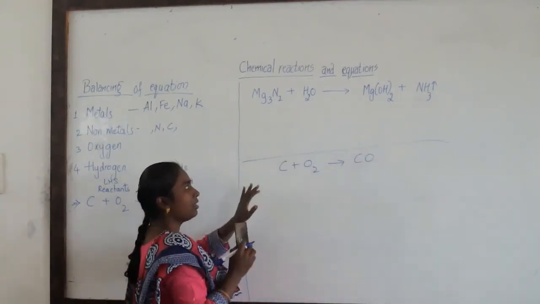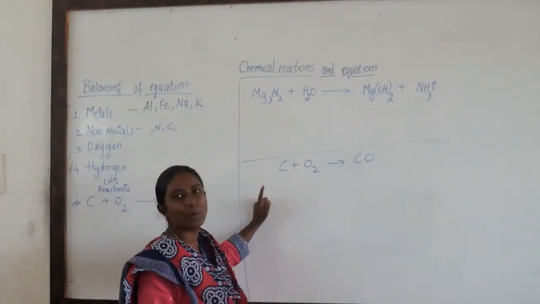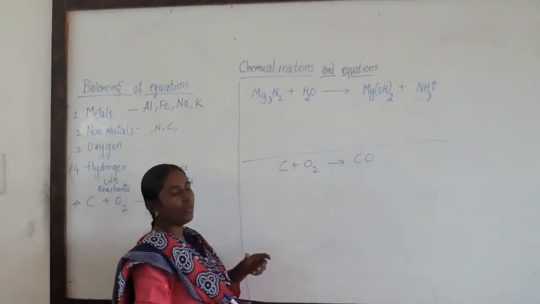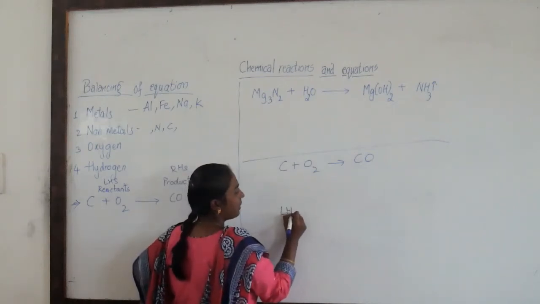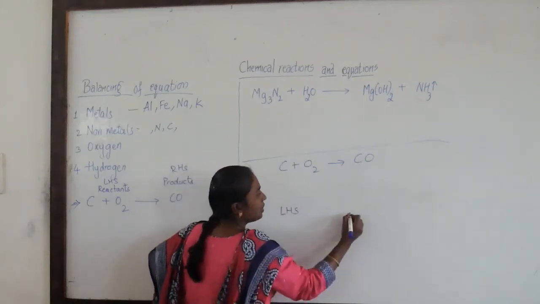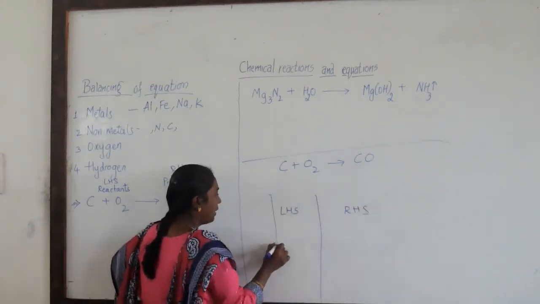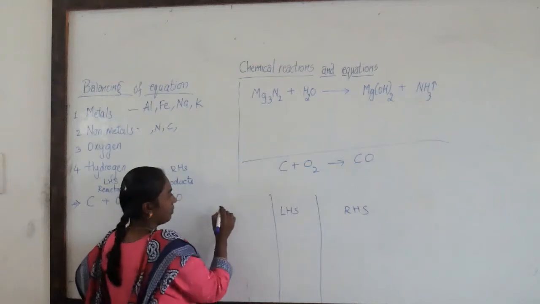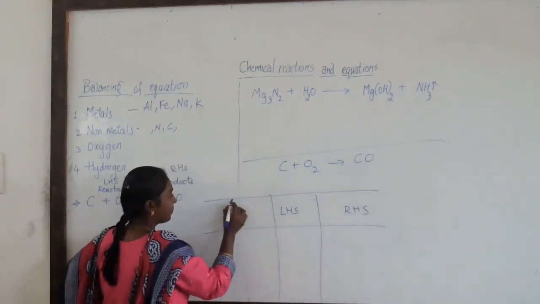Now tell me whether it is a word equation or a symbolic equation. First, it is a symbolic equation because we are not writing it in full words. Now as I said, these are the reactants, which are at the LHS, and these are the products, which are to be written at the RHS. Draw a line in between, and here I need 2 more columns for your understanding.